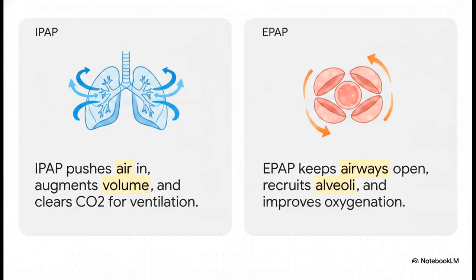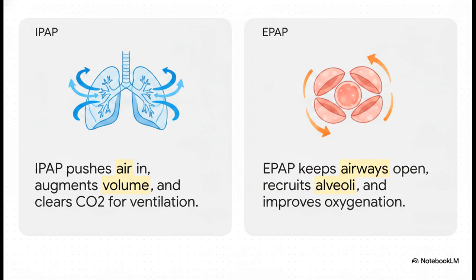And this brilliantly illustrates the core of dialing in your settings. It all comes down to understanding the difference between IPAP and EPAP. Think of these as your two magic dials. IPAP, or inspiratory positive airway pressure, is your high number. It physically pushes air into the lungs, augments that tidal volume, and helps clear the CO2. So IPAP is your dial for ventilation.